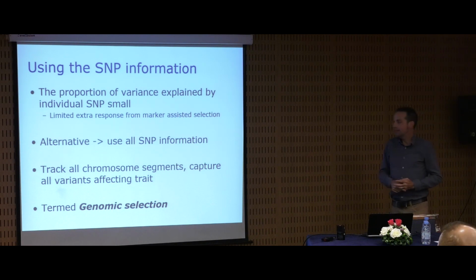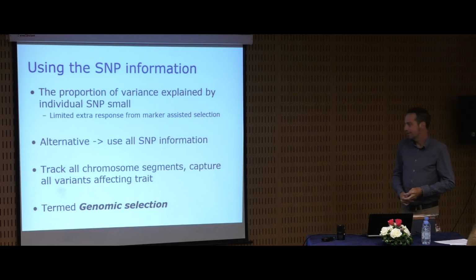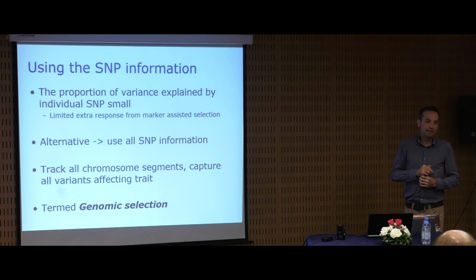An alternative is to use all the SNP information simultaneously. If you have 90,000 SNP, use all 90,000. If you have 9,000 SNP, use all of them. The idea is you're going to use all that SNP information to track the entire genome, all the chunks of genome that you have across your individuals, and capture all your variants affecting the trait. And that's basically genomic selection.